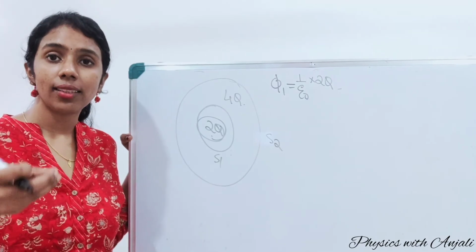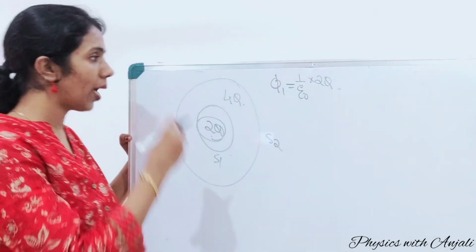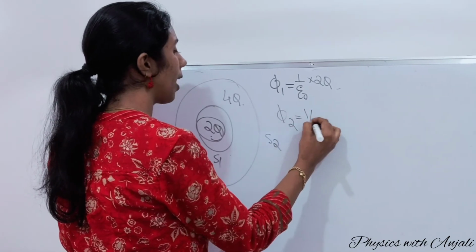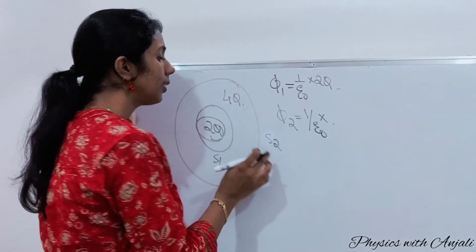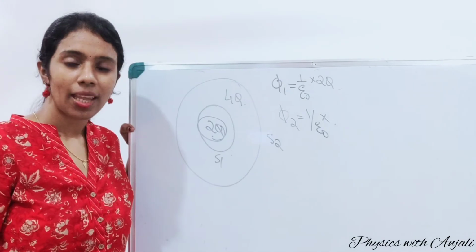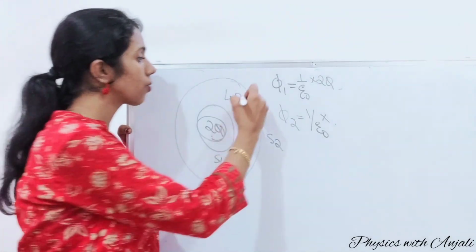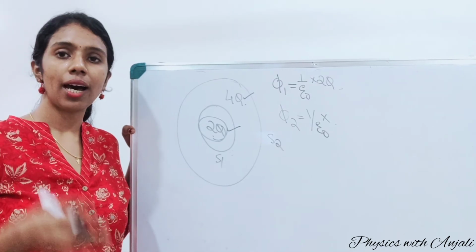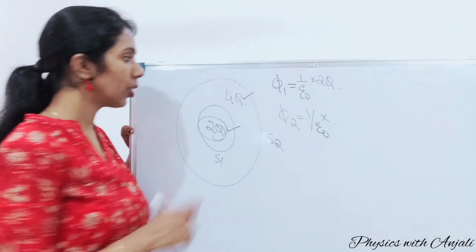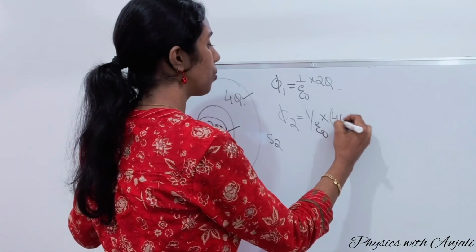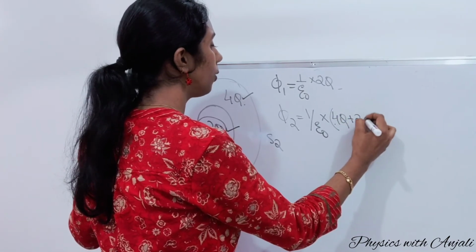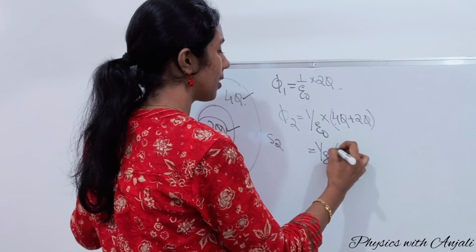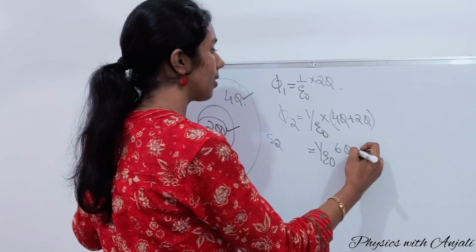Similarly, we will find the flux passing through S2, let it be phi 2, which is equal to 1 by epsilon 0 into the charge enclosed by S2. Actually, S2 encloses 4Q as well as 2Q. The 4Q and 2Q are inside S2. So, the total charge enclosed by S2 is 4Q plus 2Q, or I can write this equation as 1 by epsilon 0 into 6Q. 4Q plus 2Q is 6Q.